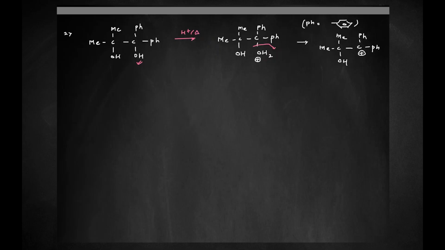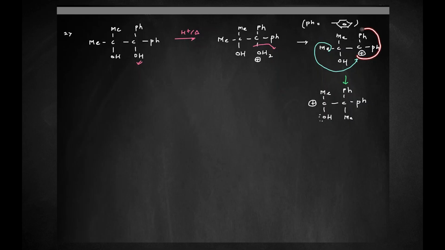Okay, but still we can increase the stability of this particular carbocation. So we do the migration, that is a 1,2 shift. Now here we have two things, methyl and methyl, so you can shift any one. So shift this, what we will get, that is carbon, methyl, C, phenyl, phenyl. Methyl will come here, and here there will be OH. Okay, and this will be the carbocation.